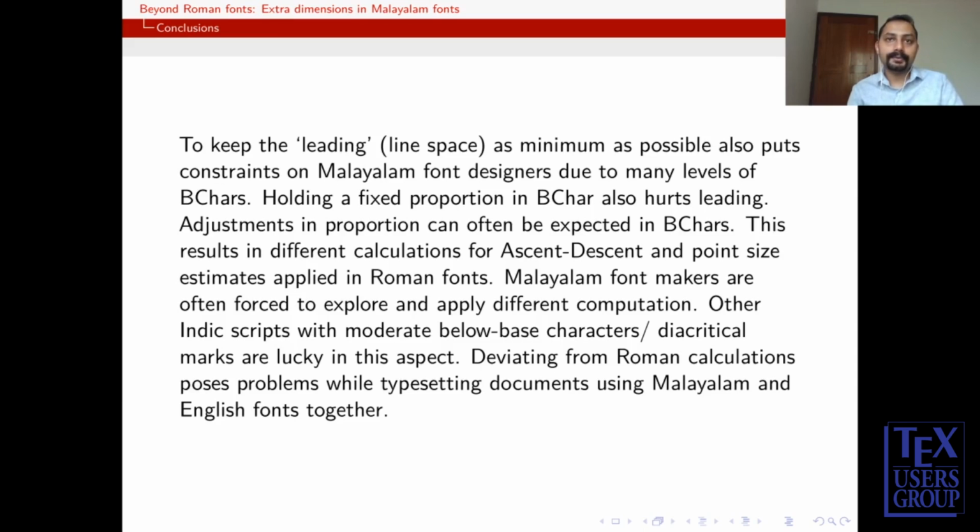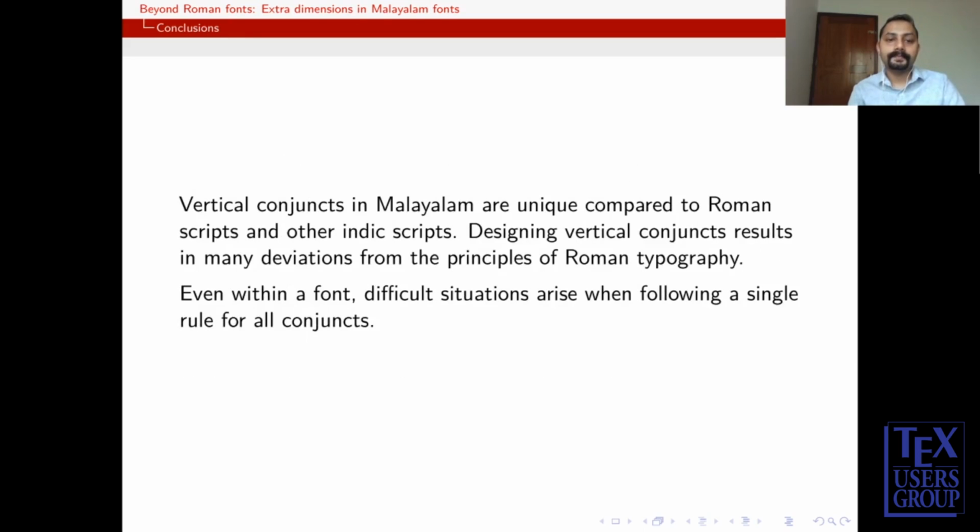This is especially problematic when we typeset documents with Latin and Malayalam scripts, especially documents containing both English and Malayalam. Vertical conjuncts are a unique constraint compared to Latin typefaces, and even other Indic scripts like Devanagari do not have a lot of vertical conjuncts.